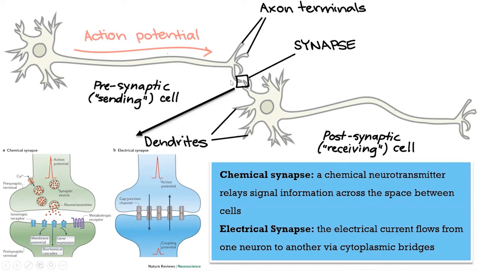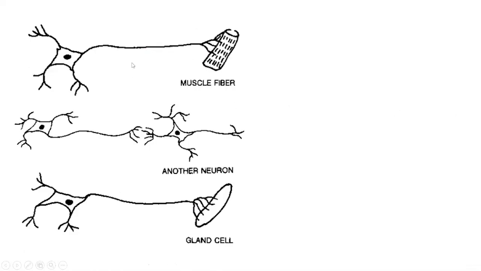So right here at the synapse, you can have two different types of synapses. You can have a chemical synapse, which we'll talk about this mechanism later, or you can have an electrical synapse. So an electrical one, you have these specialized gap junctions that are going to allow the current to flow from one neuron to another. So that's pretty exclusive to neurons. Now the other types of postsynaptic cells that I mentioned include muscle fibers, another neuron, or gland cells.